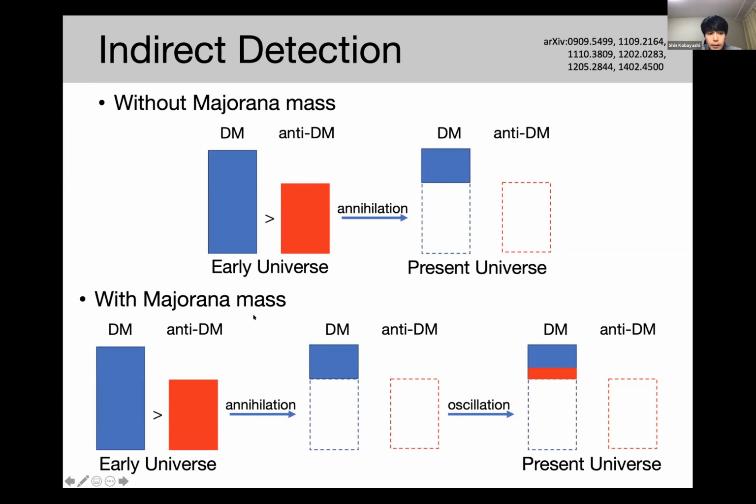However, if there is a tiny Majorana mass in the dark matter mass, the remnant dark matter can oscillate into dark matter and anti-dark matter. This causes late time annihilation in the universe. So in this case, there is a chance to detect the annihilation signal with the indirect detections.